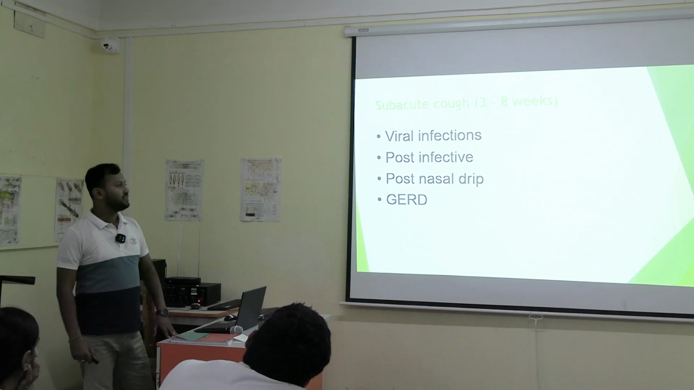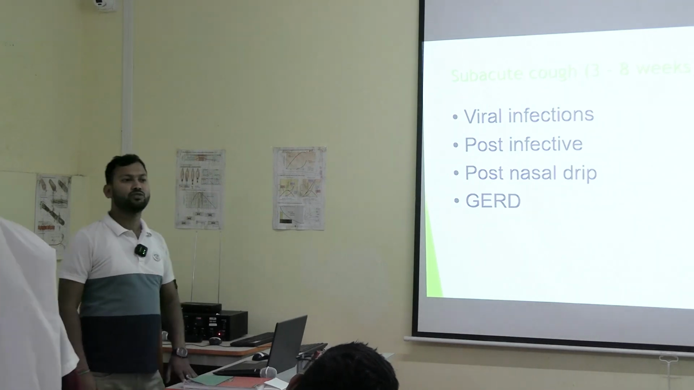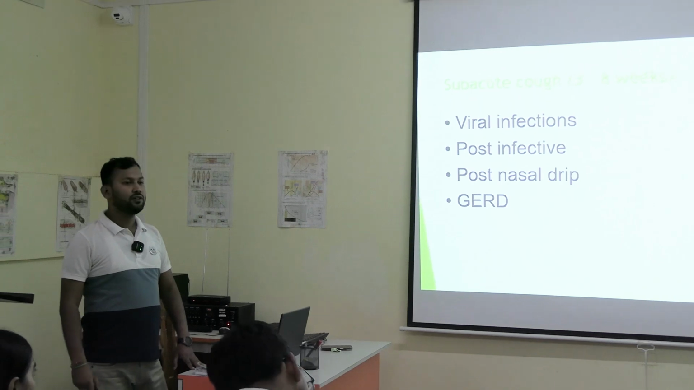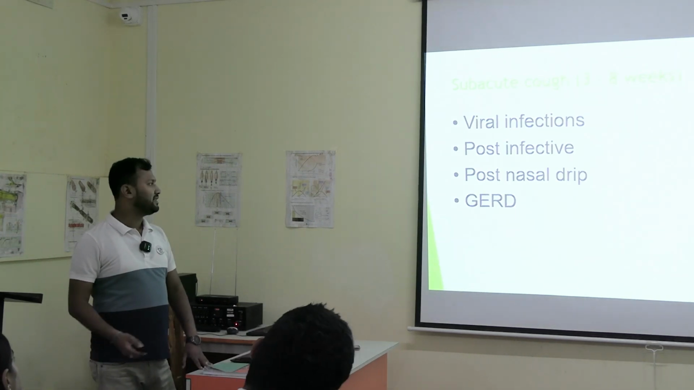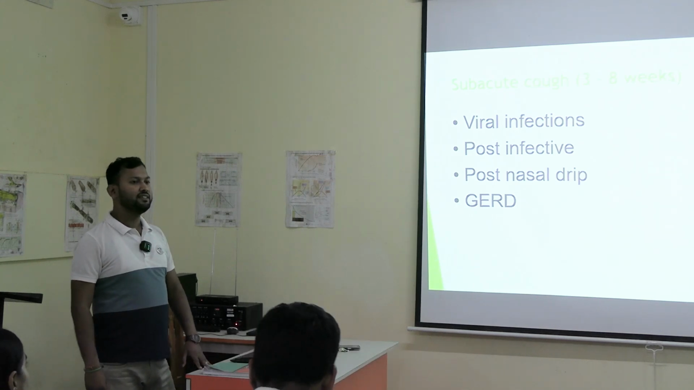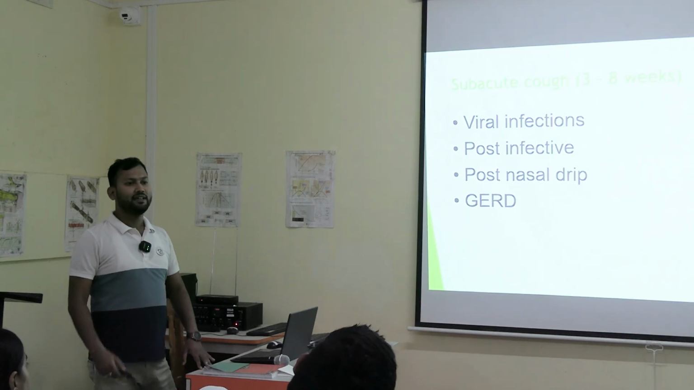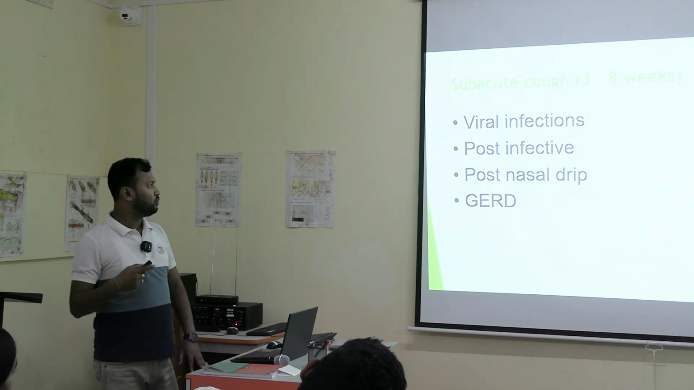Then there comes subacute cough. If the duration ranges from 3 weeks to 8 weeks, for example the patient is complaining of cough for 1.5 months, it is less than 8 weeks, so it is subacute. These coughs can be caused by viral infections. Then this may be post-infective, like the infection has gone away, but the patient is still having cough.